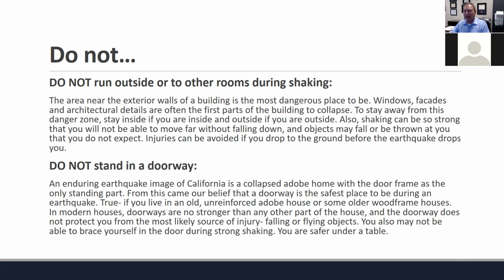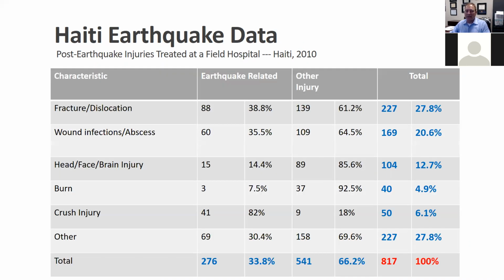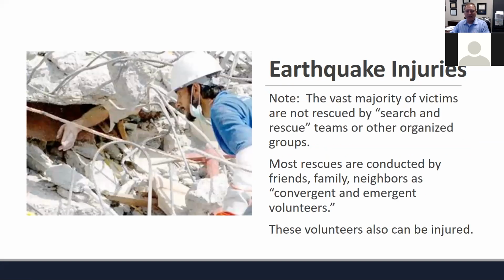Don't stand in a doorway. Again, at one point we believed that to be a safe place, but that's no longer a safe place. And if we look at earthquake data, we see that the most common injury is fractures and dislocations. We saw that in Haiti. We've seen that in a number of locations. And that does help us understand what's the best injury to prepare for in the aftermath of an earthquake as well. And that is a fracture or dislocation. And that's why the other presentation for this week that I won't go over, but I will ask you to review deals with fractures and dislocations.